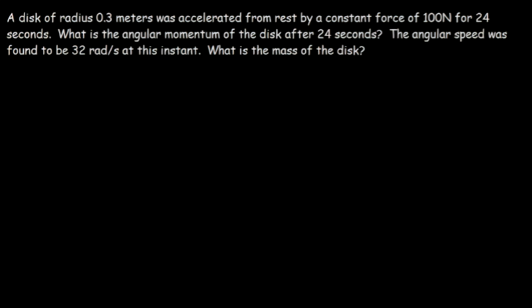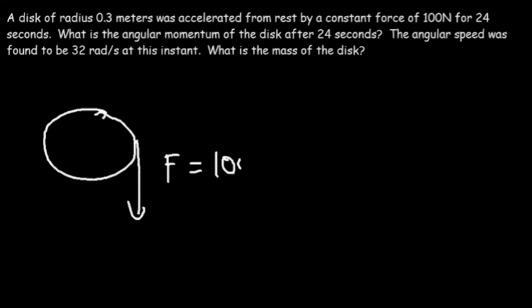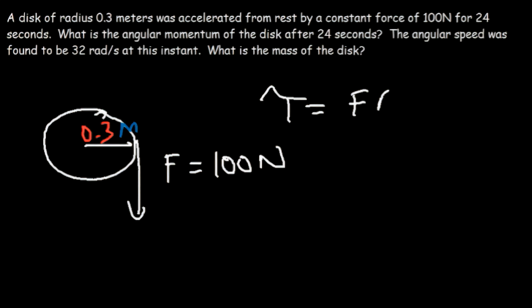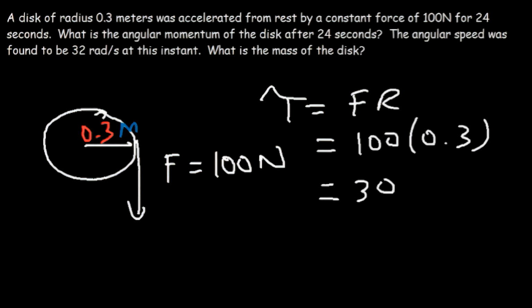Let's try this problem. A disk of radius 0.3 meters was accelerated from rest by a constant force of 100 newtons for 20 seconds. What is the angular momentum of the disk after 24 seconds? So first we need to calculate the torque. So we have a disk and we're applying a force of 100 newtons. And the radius is 0.3 meters. So the torque is F times R, which is 100 times 0.3. So it's 30 newtons times meters.